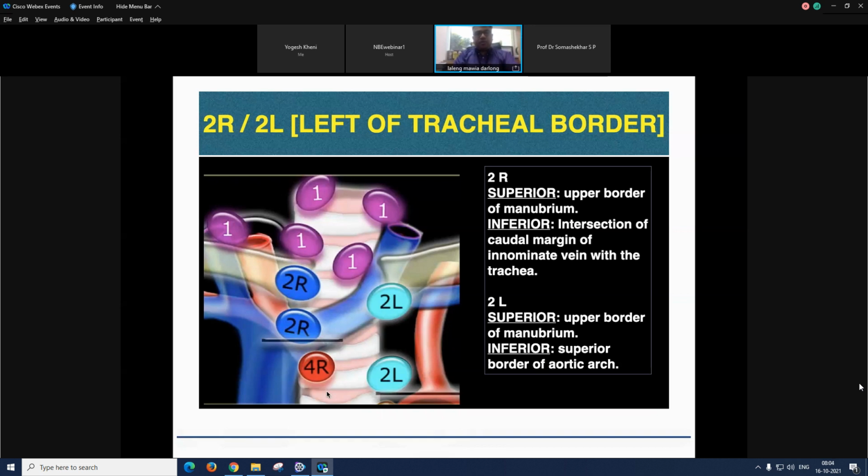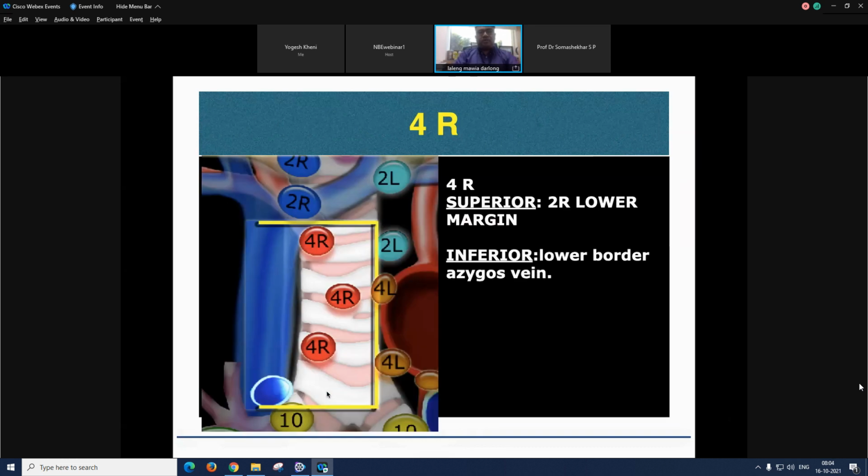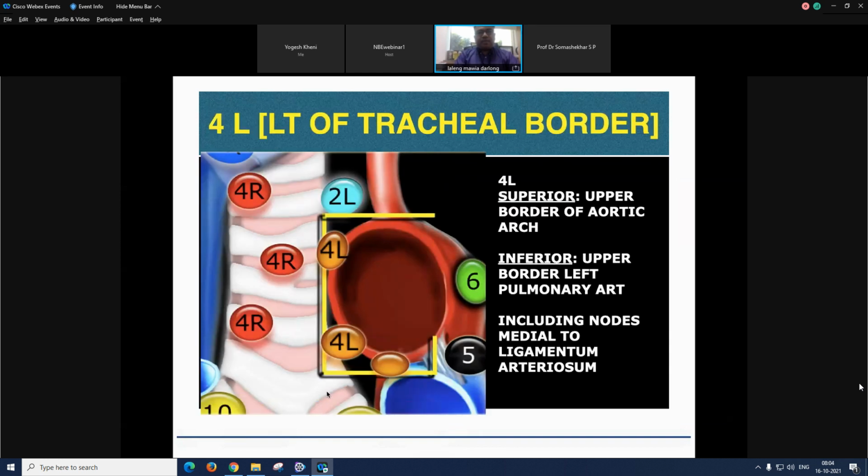The boundary is on the left side of the trachea. 4R, very important. You can see here the upper margin is formed by the lower border of 2R, and inferiorly we have the lower border of the azygos. This is the extent, and on the lateral side is basically the left border of the trachea. The 4L again is on the left side of the tracheal border. These are difficult areas to access using VATS. They can be accessed mostly on mediastinoscopy.